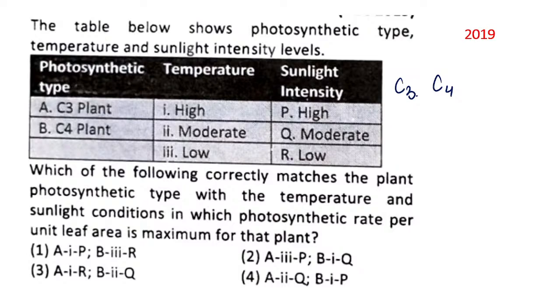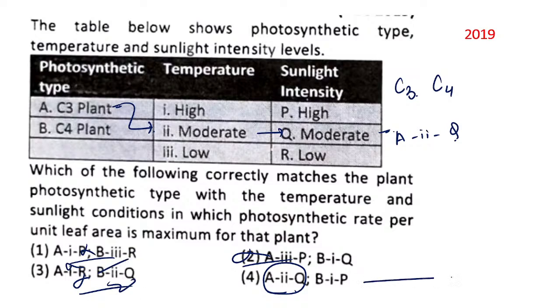Okay, let's see. First, you have the C3 plant. So, C3 plant requires moderate temperature and moderate sunlight. So, A gets marked with second and Q. And if you look into the options, you can eliminate first, third, and fourth easily and reach the correct answer, option number 4. Without even reading any other thing, you can reach your correct answer.